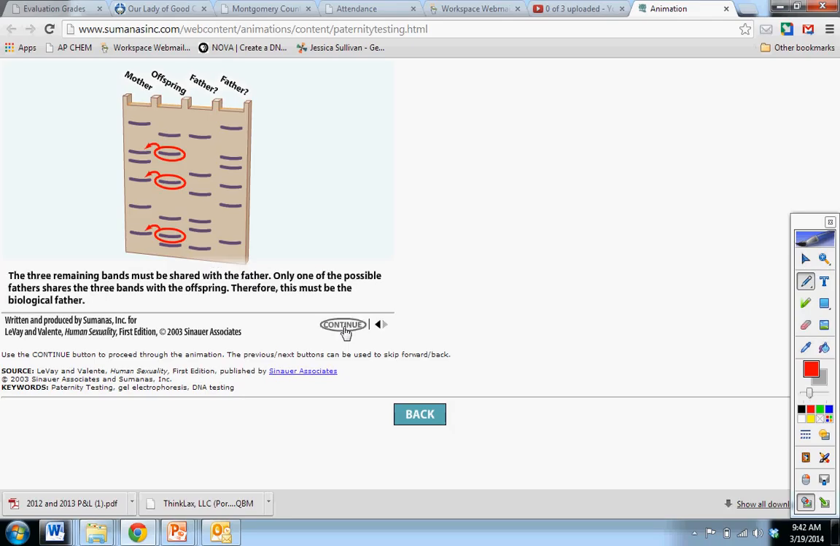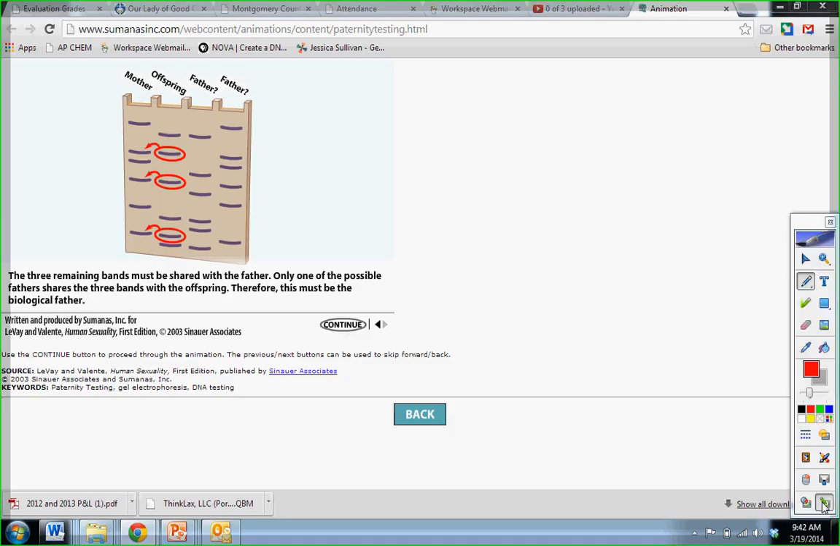The three remaining bands must be shared with the father. Let's find out who the baby's father is. Only one possible father shares the three bands of the offspring, therefore this must be the father. Oh, all right. Very good.